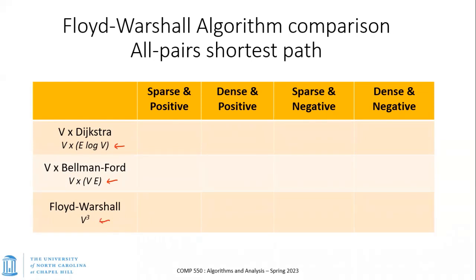So now you have a matrix of possibilities, and let's try to fill this out. Can somebody give me suggestions for each one of these boxes? Let's start with a sparse graph, assuming that all of the edges are positive. What would the Dijkstra complexity be? We're just looking at time.